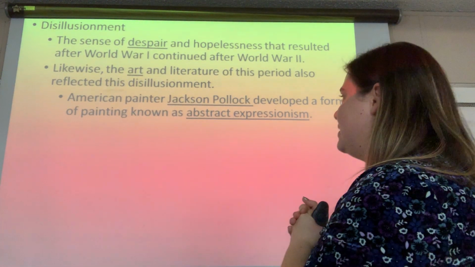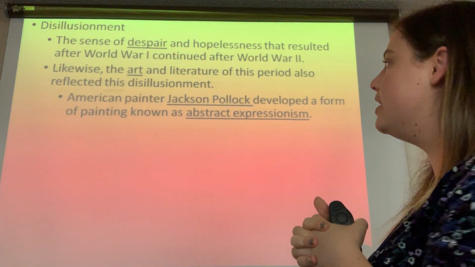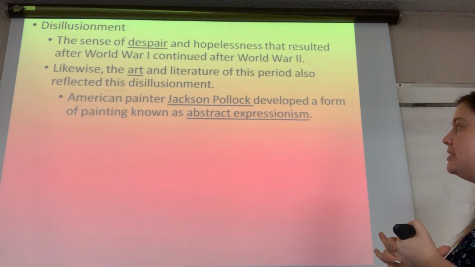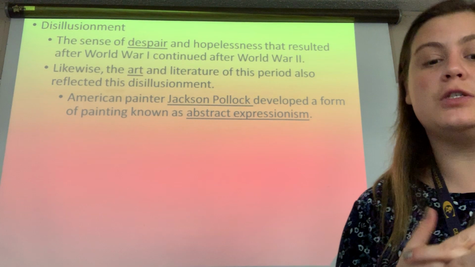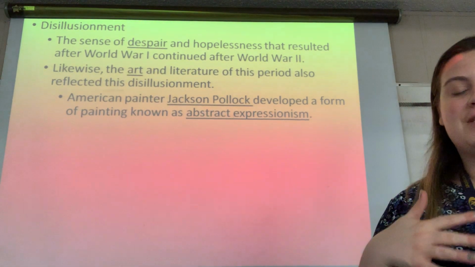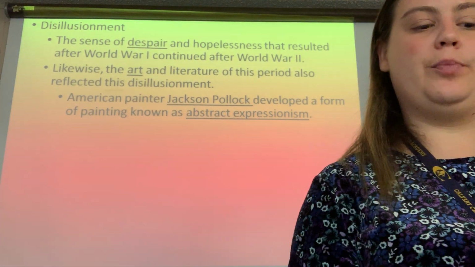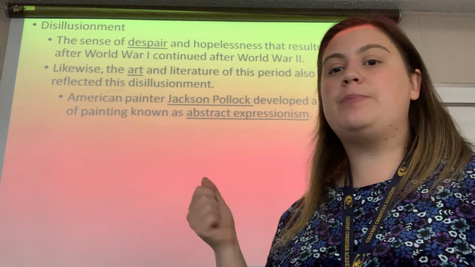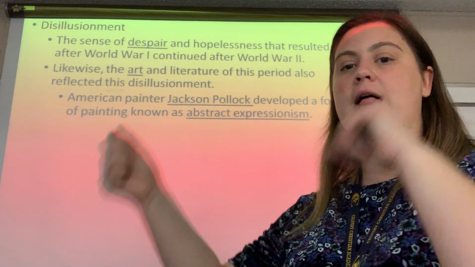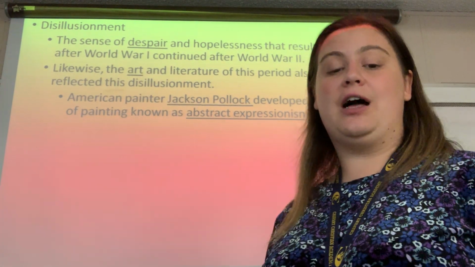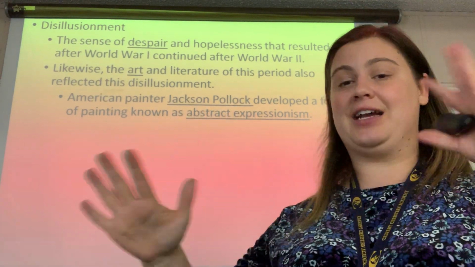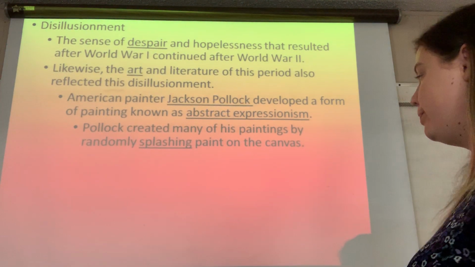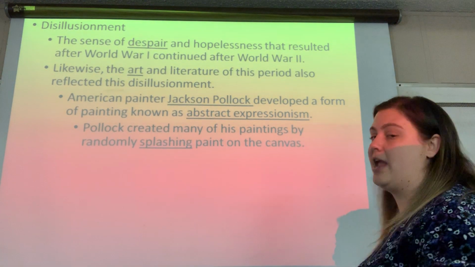So one of the famous painters from this disillusioned time period was the American painter Jackson Pollock. He developed a type of painting known as abstract expressionism. So if you're familiar at all with abstract art, this might be what you think of. If you still have your book out, page 341 shows Jackson Pollock painting, and his paintings kind of just look like he took a brush and just splashed a bunch of random stuff on there, which kind of reflects this chaotic, disillusioned feeling. So that's abstract expressionism. Pollock created many of his paintings by randomly splashing paint onto a canvas.